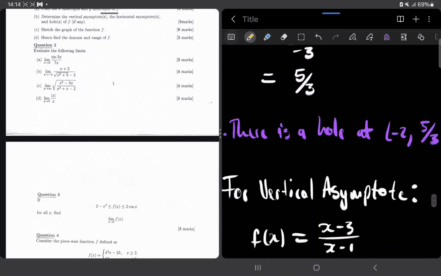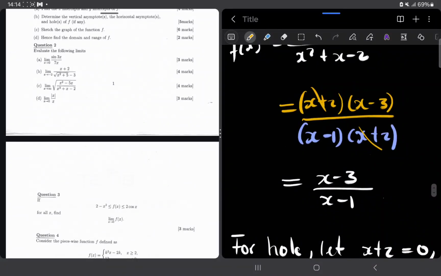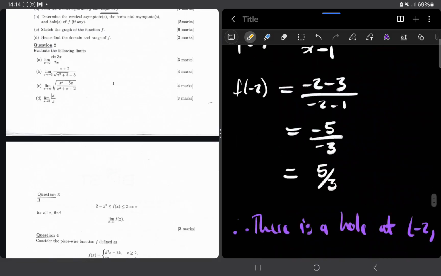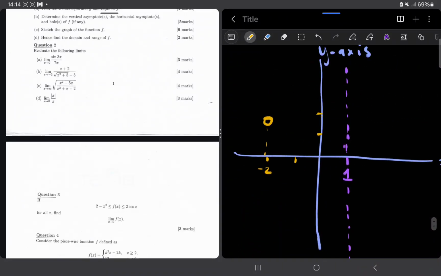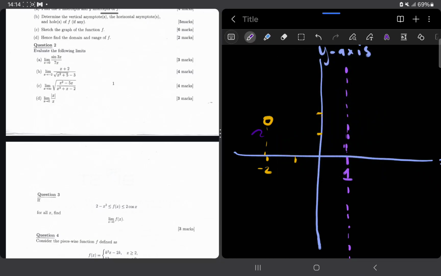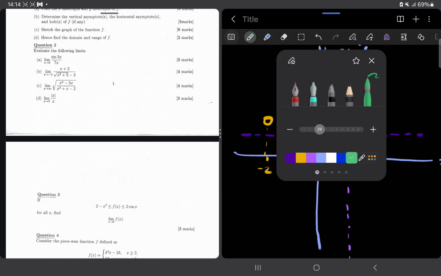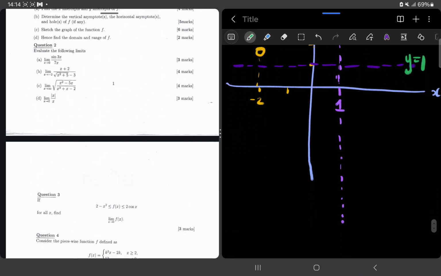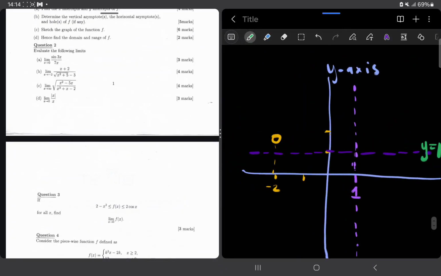What is the horizontal asymptote? We found the horizontal asymptote is the line y equal to 1. So we can go to the line y equal to 1 and put a dash there. You can choose dark purple. This is the line y equal to 1, and here we had the line x equal to 1. There we go. So these are the asymptotes.